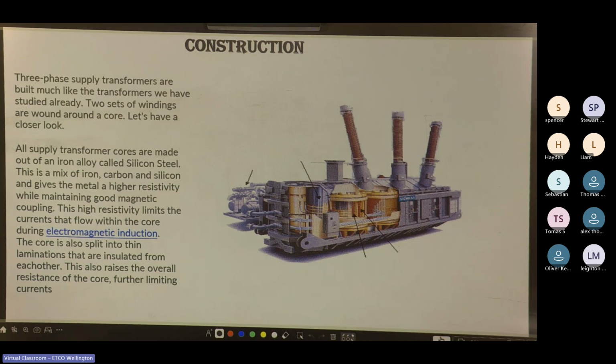All supply transformer cores are made out of an iron alloy called silicon steel. This is a mix of iron, carbon, and silicon and gives the metal a higher resistivity while maintaining good magnetic coupling. This high resistivity limits the currents that flow within the core during electromagnetic induction. The core is also split into thin laminations that are insulated from each other. This also raises the overall resistance of the core, further limiting currents.